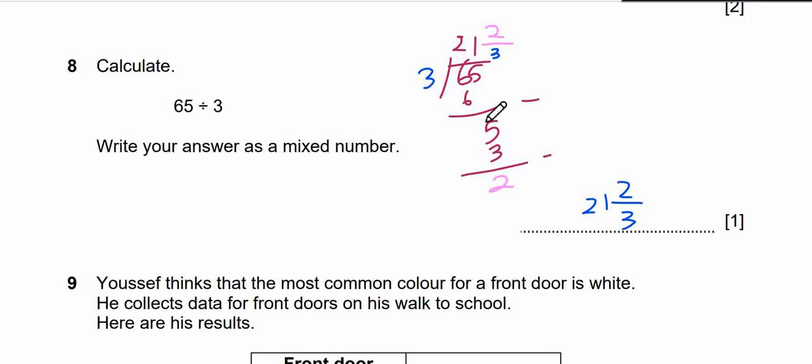Now 3 times 1 is nearest to 5. 3 times 1 is 3. And then we subtract and get 2. 2 is less than 3. So 2 we put up as the numerator, and 3 we put down as the denominator. So our answer is 21 and 2 over 3. Let's move on to question 9. If some of you don't understand how to do this, you may write down in the comment section. We'll explain to you with another video for division to get a mixed number.